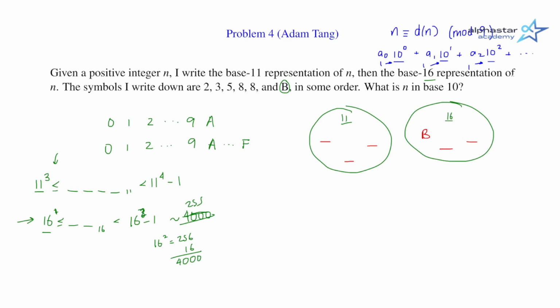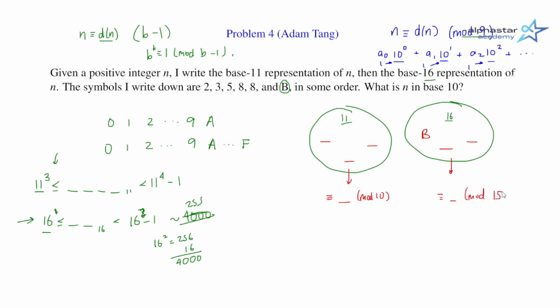In particular, for any base b, n is congruent to the sum of its digits in base b mod b minus 1, right? Because if you have b to the power of k, that's going to be 1 modulo b minus 1. It's just a bunch of 1s multiplied together. So we can use the same thing here. Notice that these 3 numbers are congruent to some number mod 10, and these 3 numbers, when we add them up, are congruent to some number mod 15.